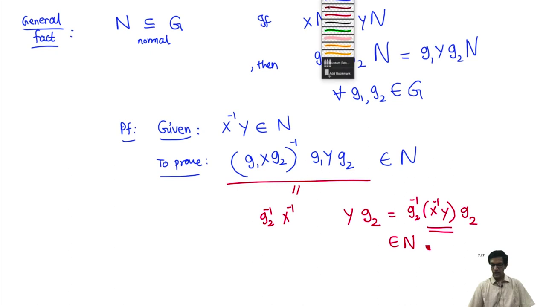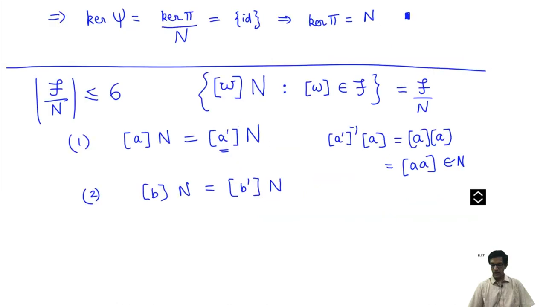Okay, so this little general fact is very useful. It says that once I know when two elements are representatives of the same coset, then hitting stuff on the left and the right will again produce two representatives of the same coset. Okay, so now let's look at how that's going to be used in our case.